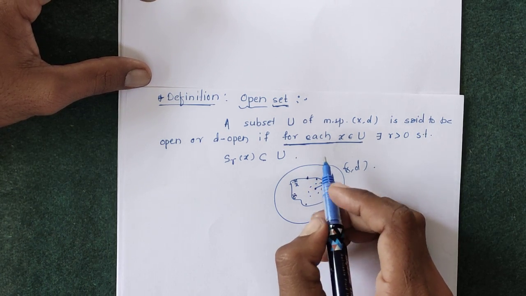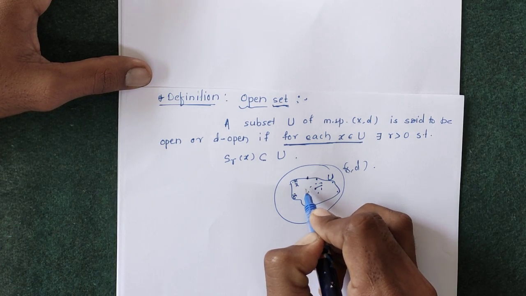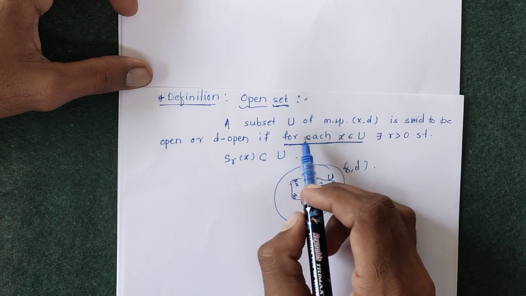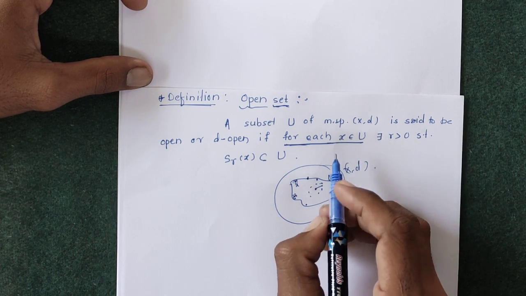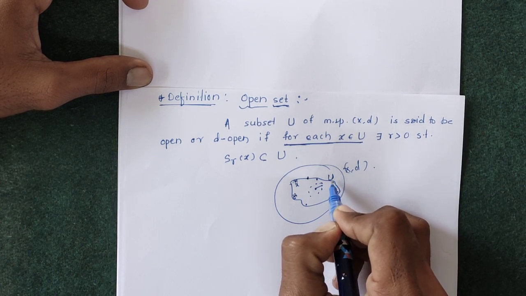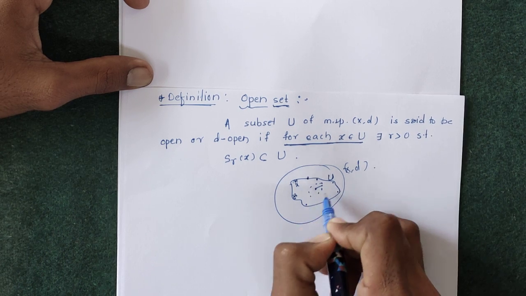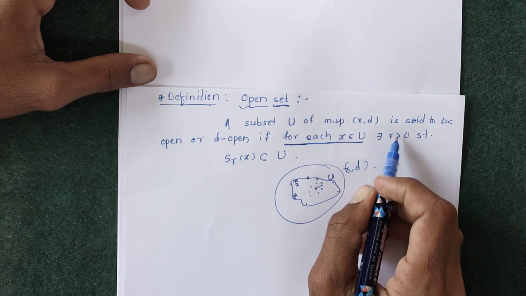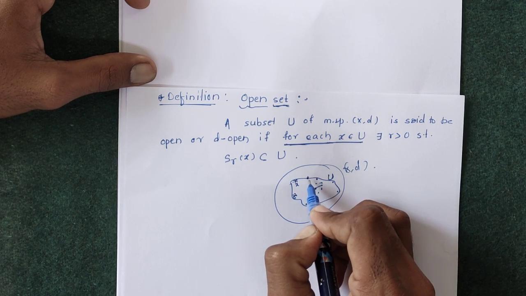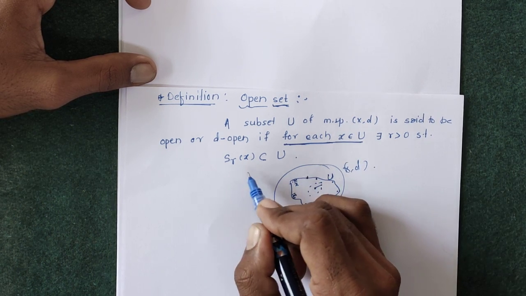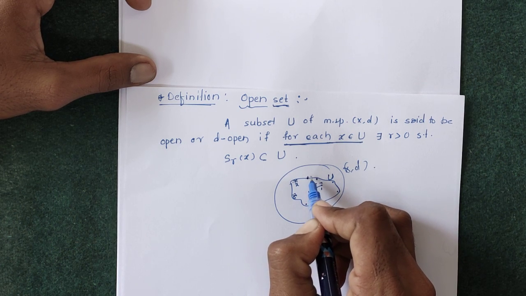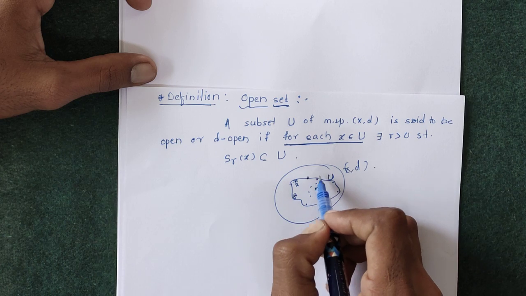I think you are getting this now. We can say that this U is an open set when U contains its interior points, not the boundary points. If U contains its boundary point, then we cannot find any radius greater than 0 such that the open sphere centered at this x with that radius is contained in U.